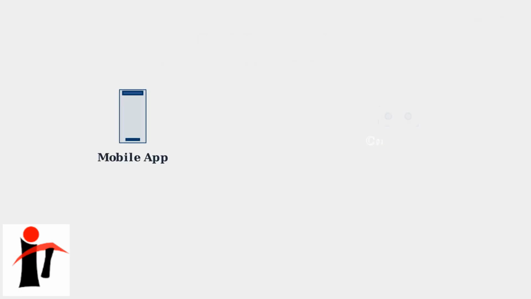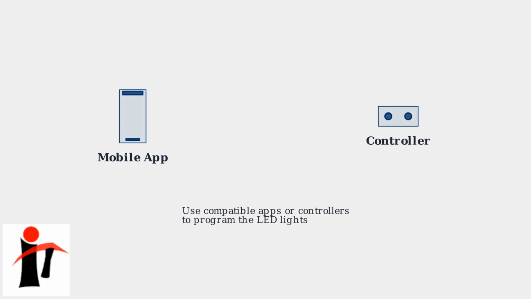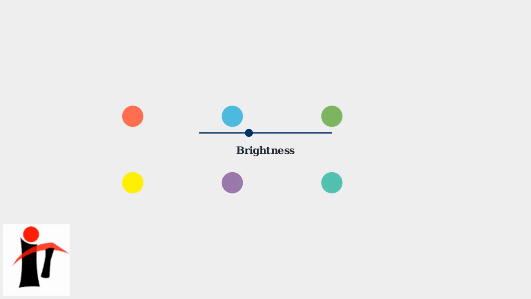Once the hardware is installed, use compatible apps or controllers to program the LED lights. These tools provide an interface to customize your ambient lighting setup. Customize colors by selecting from a palette of options, adjust brightness using sliders, and choose from various lighting modes like steady, breathing, or pulse effects.